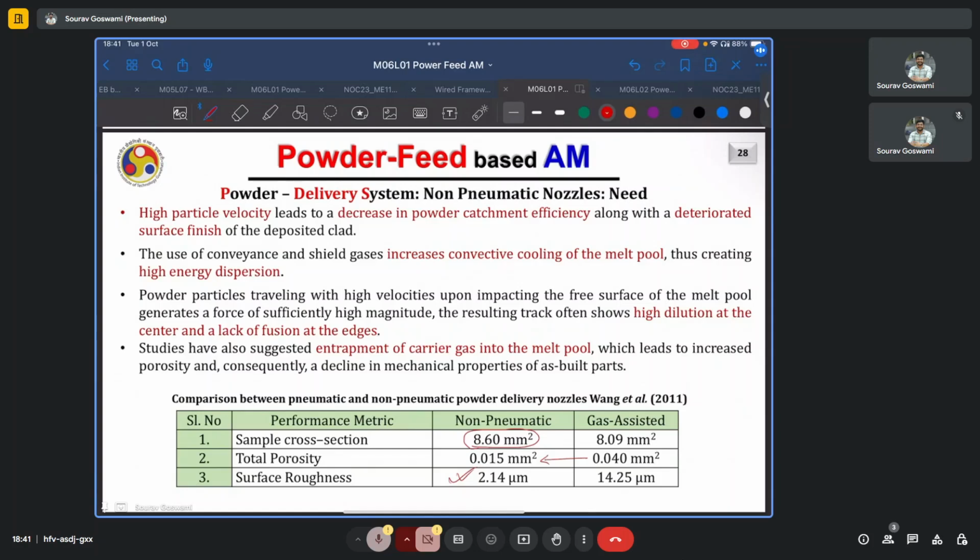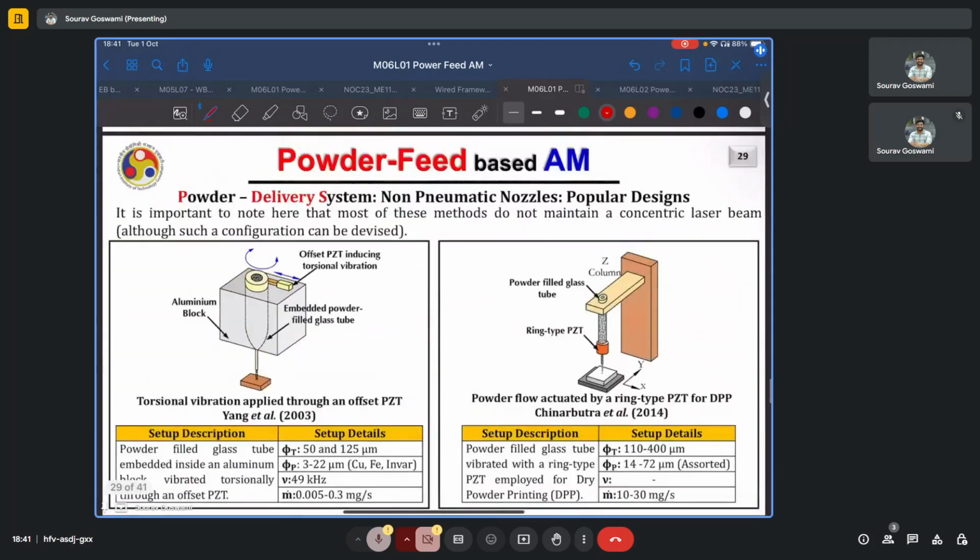gas-assisted nozzles. However, we are yet to see any non-pneumatic nozzle being put to use in a commercial machine because often, while proposing the technology is easy, translating it into a commercial machine and qualifying it can take a lot of time, and there might be other challenges which we have not encountered yet.